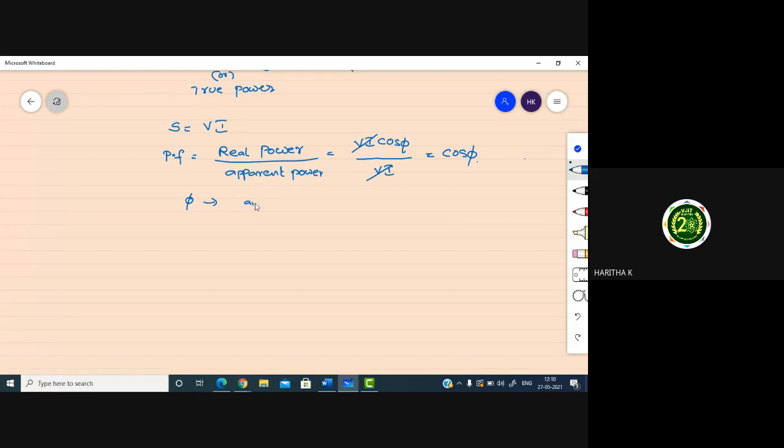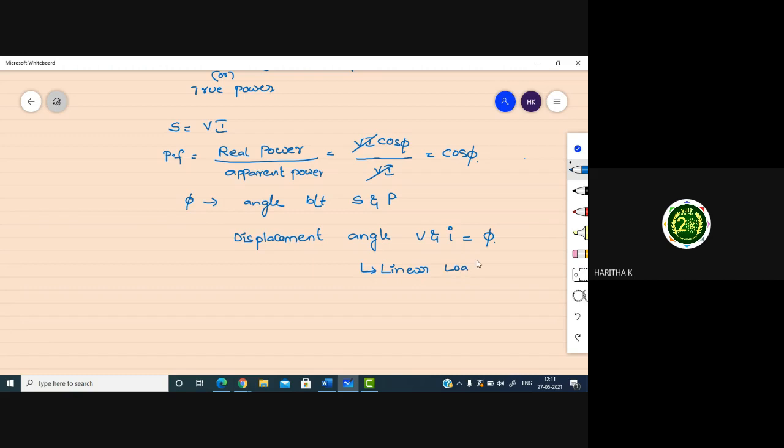So phi is the phase angle between apparent power and real power. S is nothing but apparent power and P is nothing but real power. So this angle is same as the displacement angle between voltage and current. Whatever the displacement angle is between voltage and current, this phi is equal to that displacement angle for linear loads.